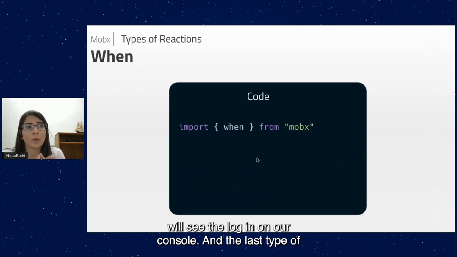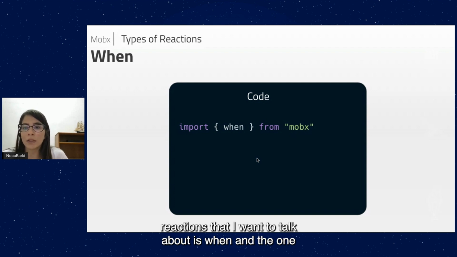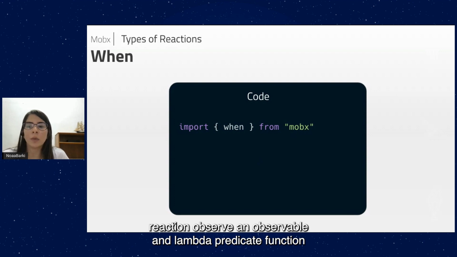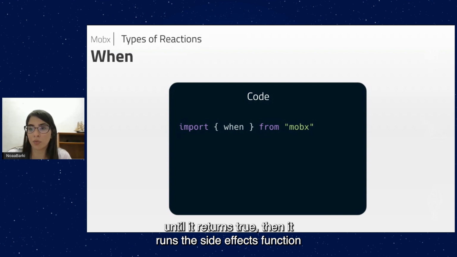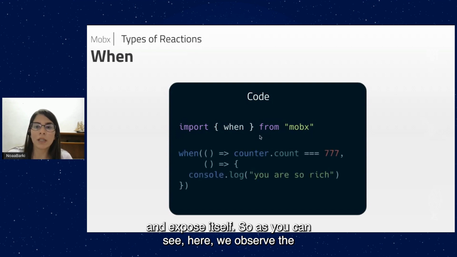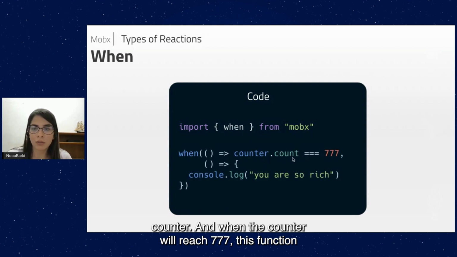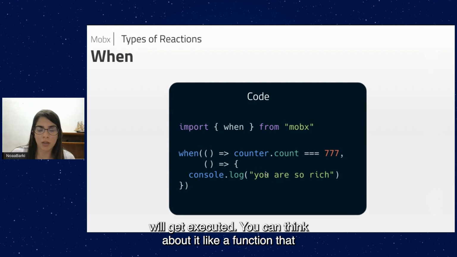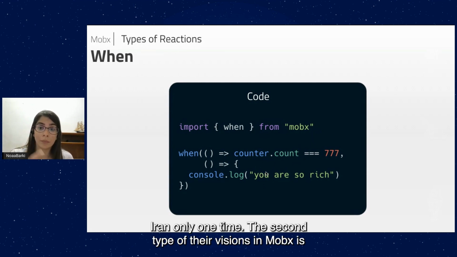And the last type of reaction that I want to talk about is when. The when reaction observes an observable and runs a predicate function until it returns true. Then it runs the side effect function and disposes itself. So as you can see here, we observe the counter, and when the counter reaches 777, this function will get executed. You can think about it like a function that you run only one time.